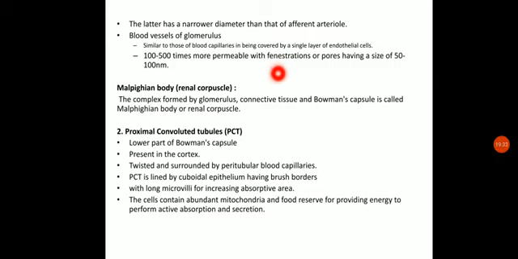Now the blood vessels of the glomerulus are similar to blood capillaries in being covered by a single layer of endothelial cells. Here also they will have single cells, around 100 to 500 times more permeable, with fenestrations or pores having a size of 50 to 100 nanometer. So the blood vessels of the glomerulus will be highly permeable because of these structures called fenestrations, or pores.